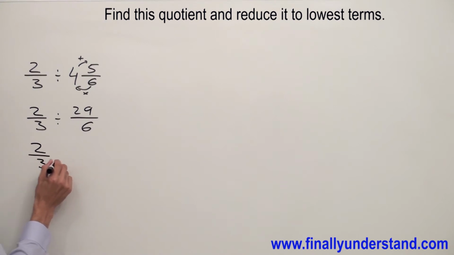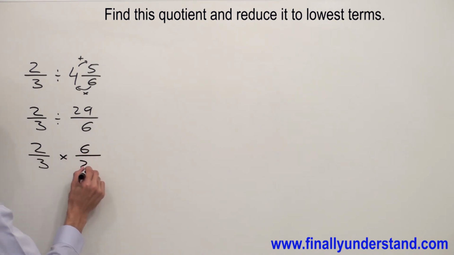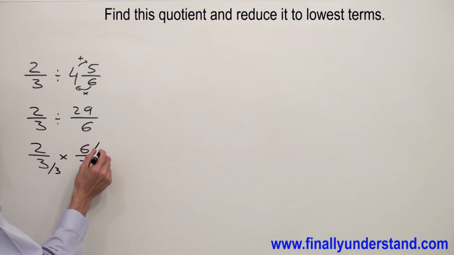2/3. Division, you have to change to multiplication and find the reciprocal of the second fraction, which is 6 over 29. Check if you can reduce any denominator with any numerator. Remember, you can do this kind of reduction only when you have multiplication. I can divide 3 by 3, and I can divide 6 by 3.